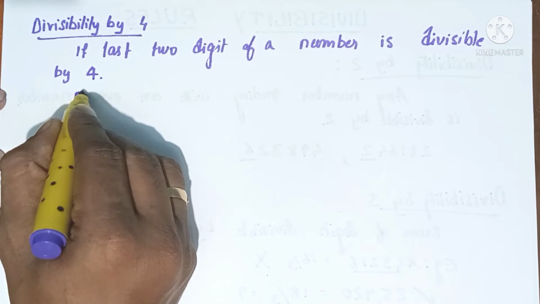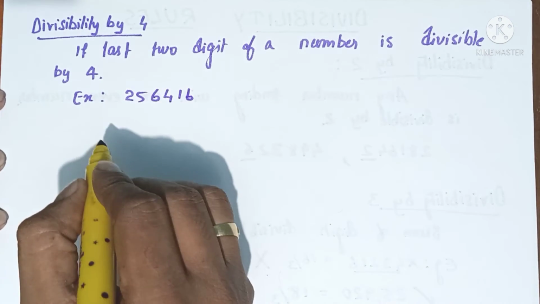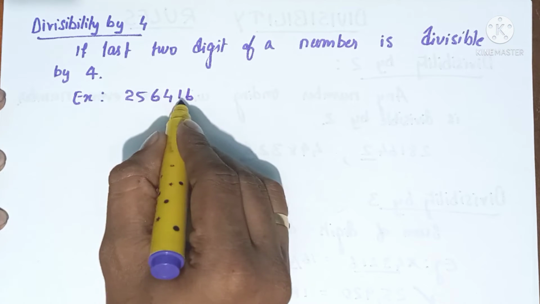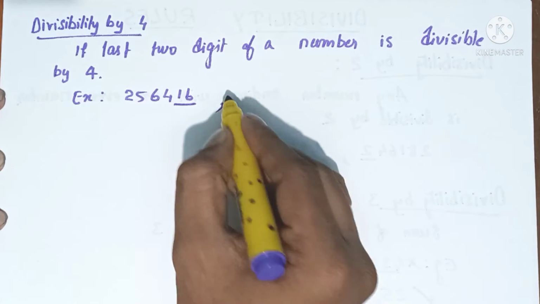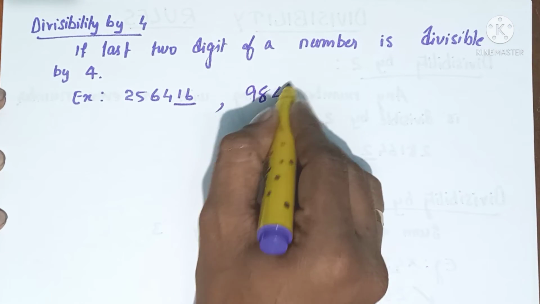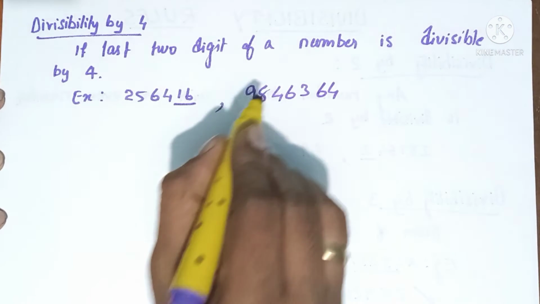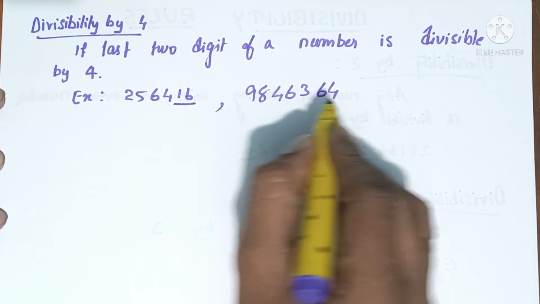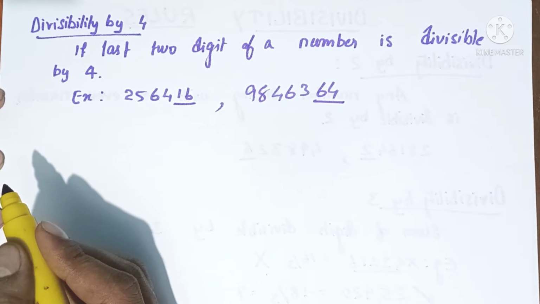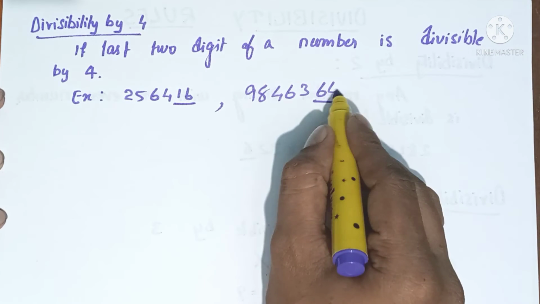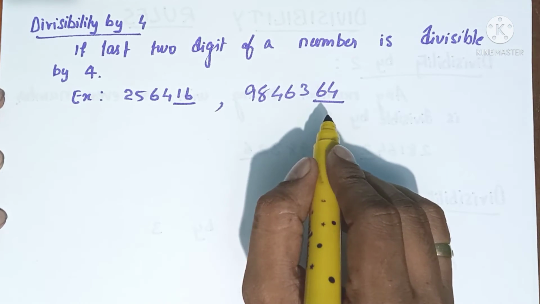We can see the example. 256416. This number is divisible by 4 since the last two digits are divisible by 4. Another example. 9846364. We can say very easily that this number is divisible by 4. How? The last two digits, 64, are divisible by 4. So we can say this number is divisible by 4.